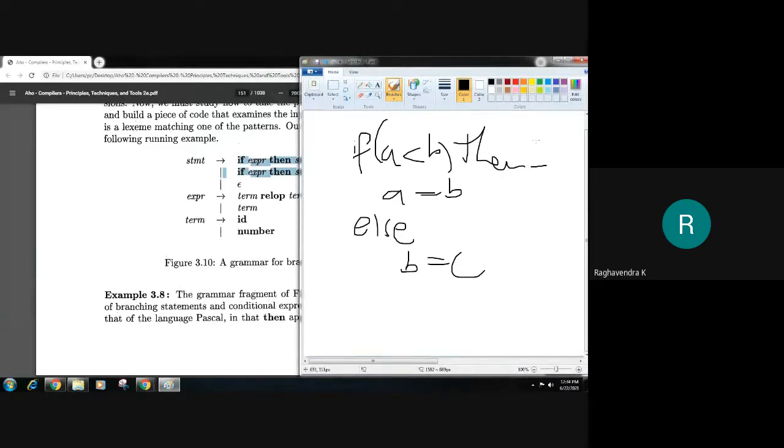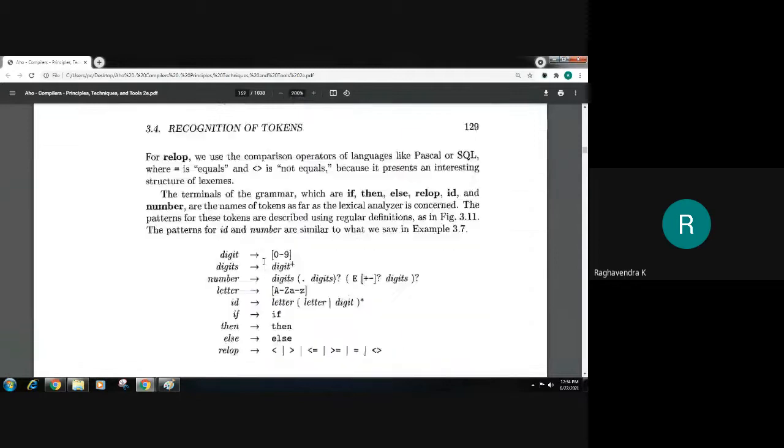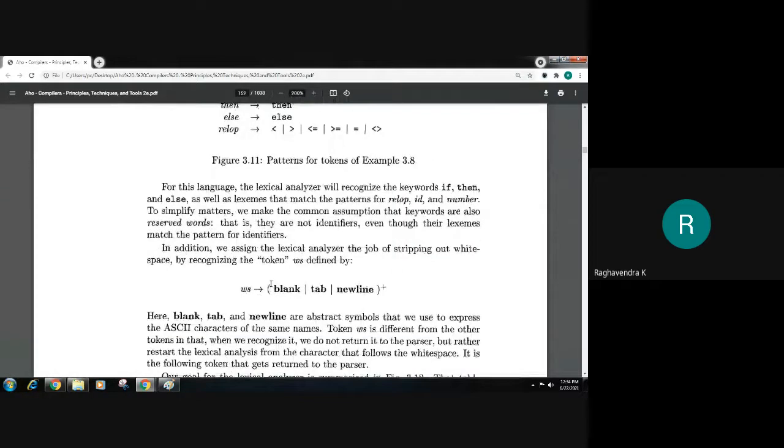I might have given some enter here. Okay, so all those things need to be recognized. So we have a pattern for stripping out those things because obviously we don't need that.